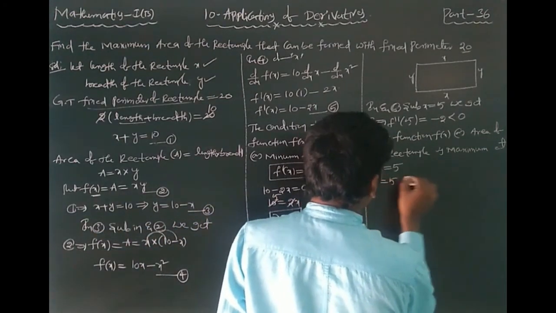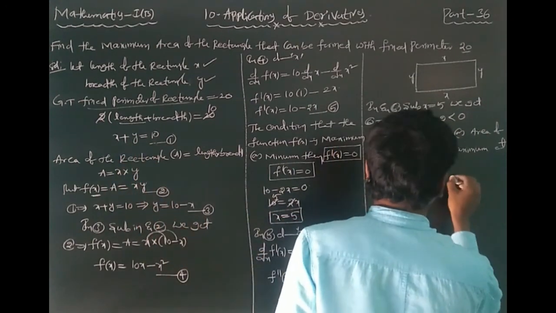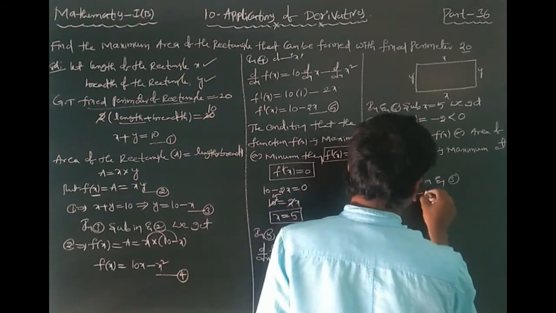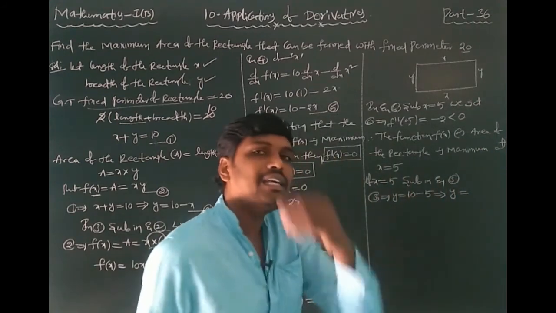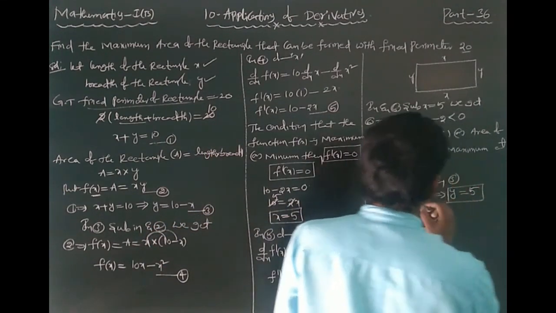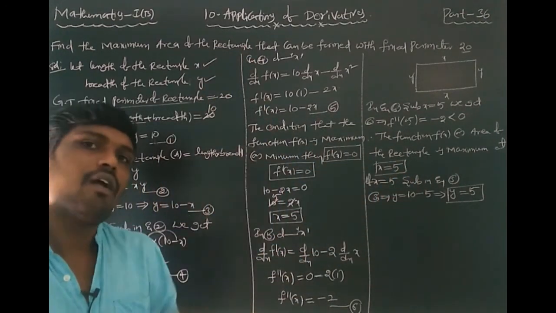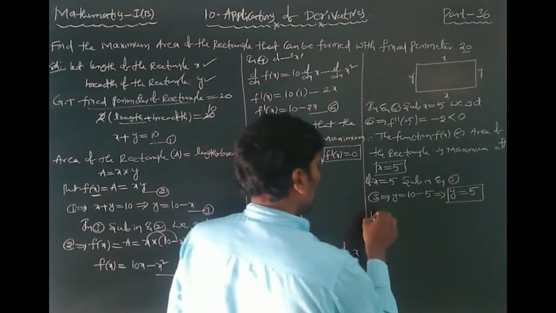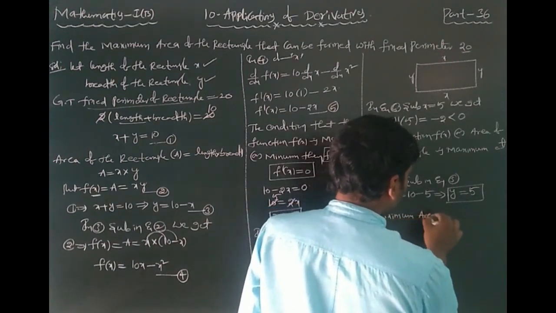If x is equal to 5 is substituted in equation number 3, you get y equal to 10 minus x, that is 10 minus 5, how much? 5. So x value is 5 and y value is also 5. Then you can find the maximum area.